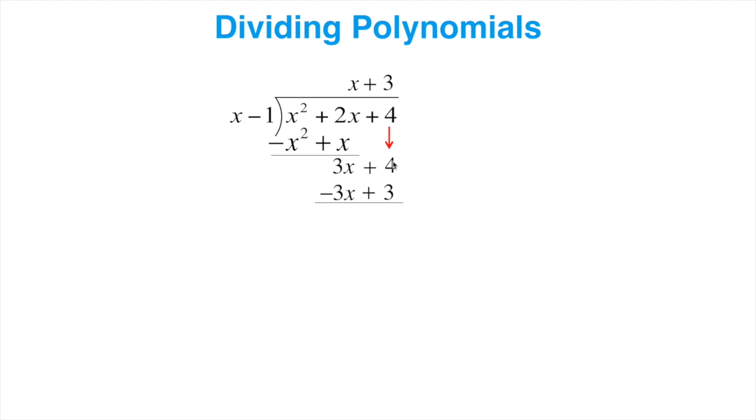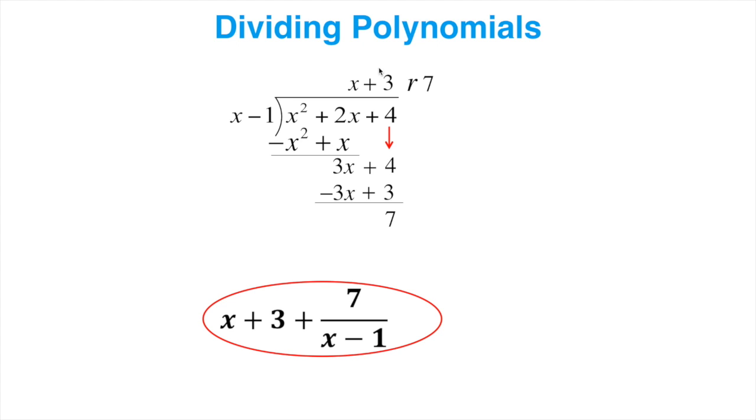So these two cancel. 4 plus 3 is 7. I don't have any more x's here. I've got nothing else to bring down. So this is my remainder in this case. So my remainder is 7, and I'm going to write my answer. X plus 3 plus 7, because this one's a positive 7, so that's plus 7 over whatever was on the left-hand side of that division box, if you will. That's x minus 1. So this would be your entire answer here.